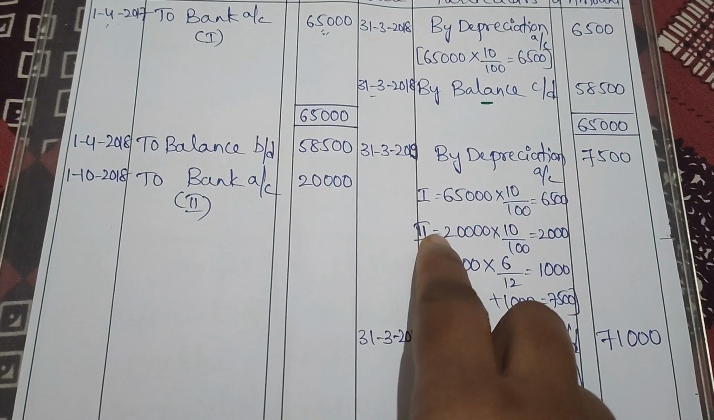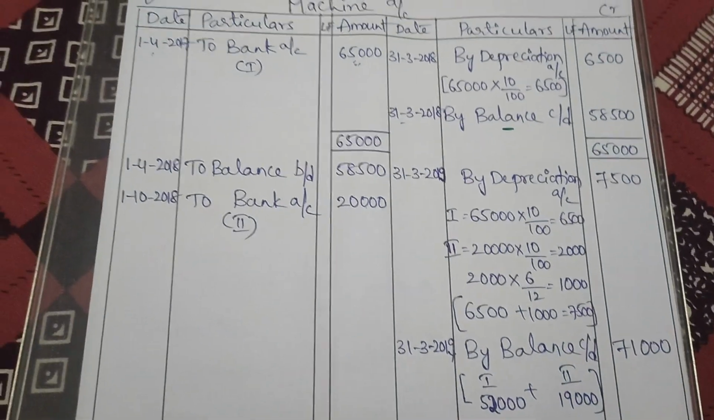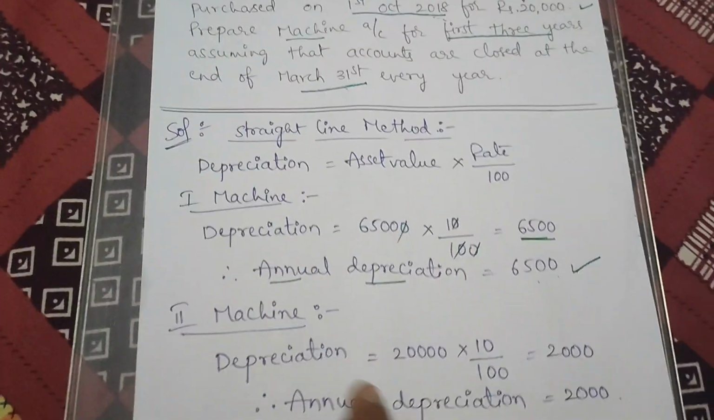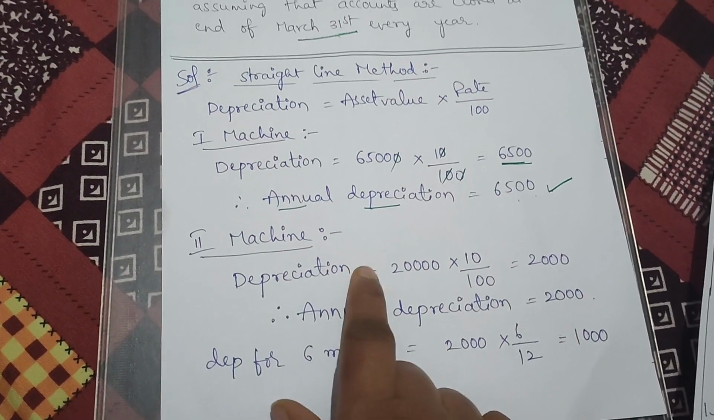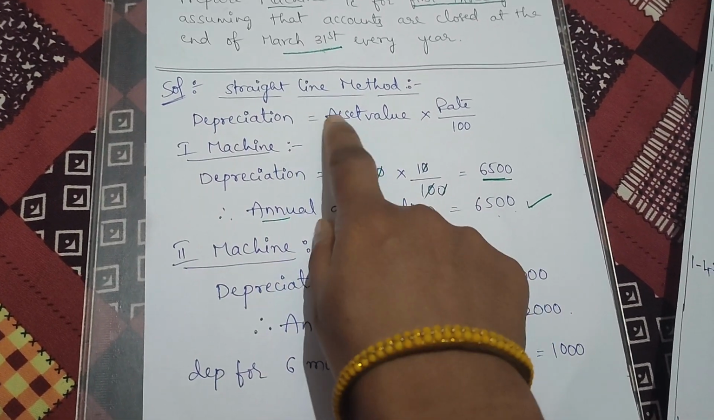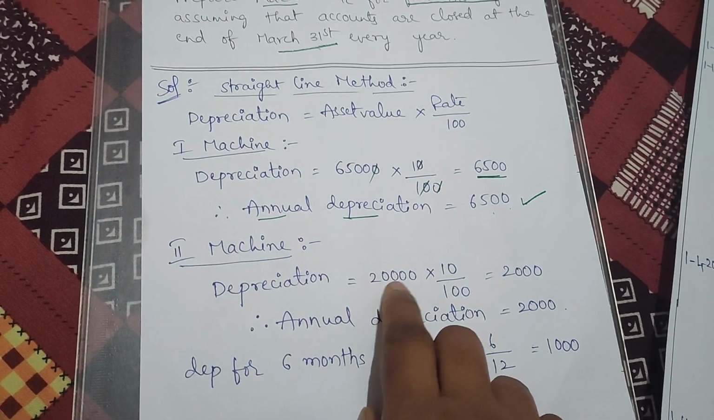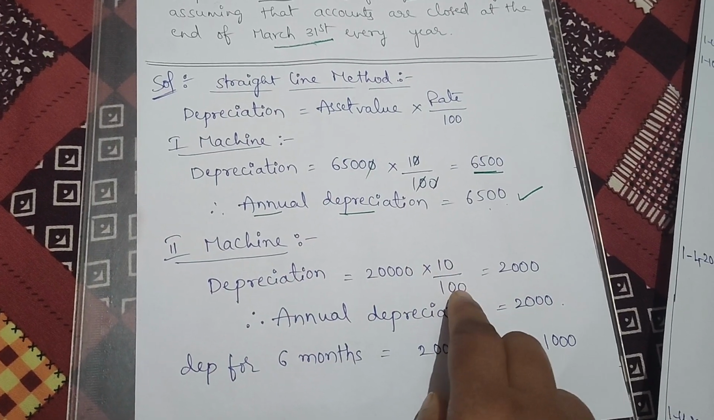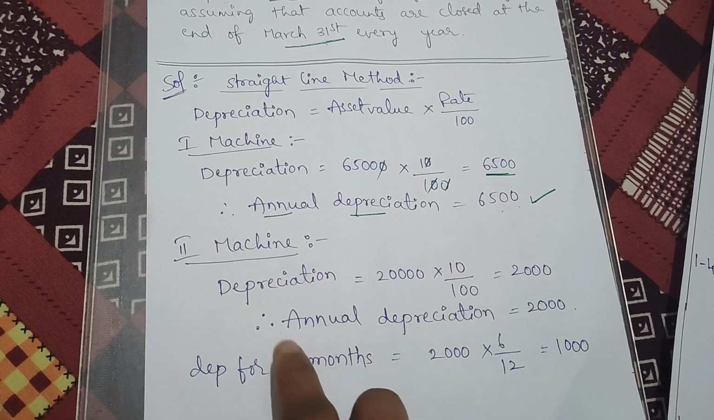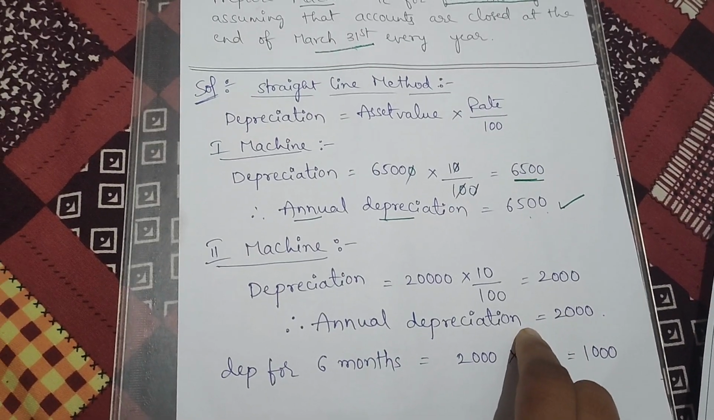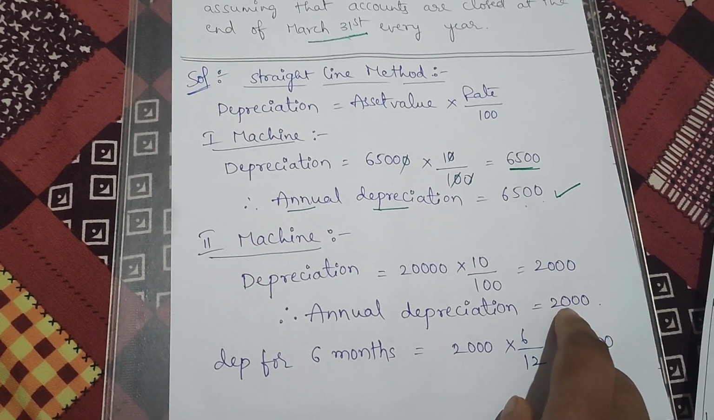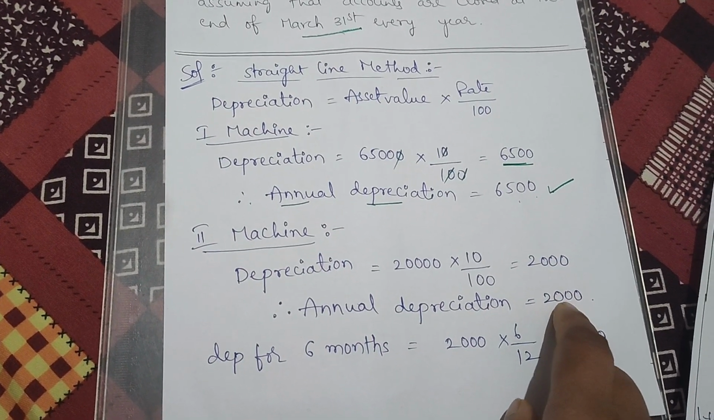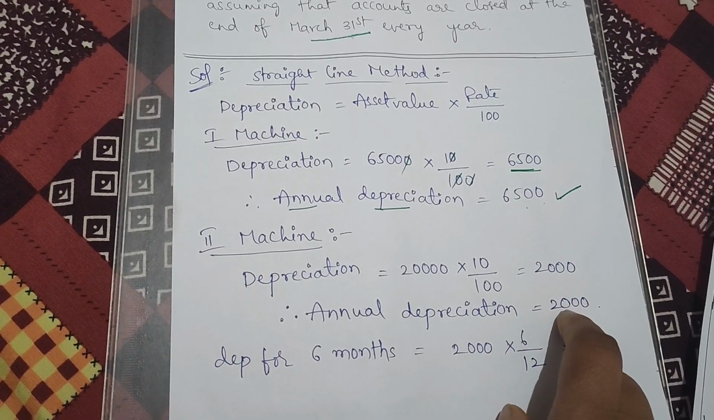Second machine depreciation. We have to calculate. See here, second machine depreciation is asset value into rate by 100. Asset value is 20,000 into 10 by 100, 2,000 we get. So annual depreciation is 2,000. Whatever we get here, that is known as annual depreciation. So annual depreciation is 2,000.